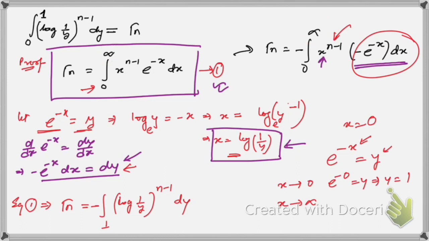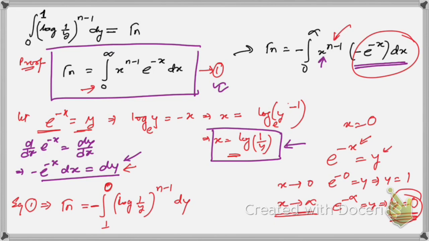When x will be infinity, then e to the power minus infinity, and we know that e to the power minus infinity is nothing but 0. So for x equal to infinity, y is equal to 0. That is why instead of infinity we're going to write 0, right? As there is a minus sign, if you make it positive, then you can alter these limits, right? So let me go to the next slide.